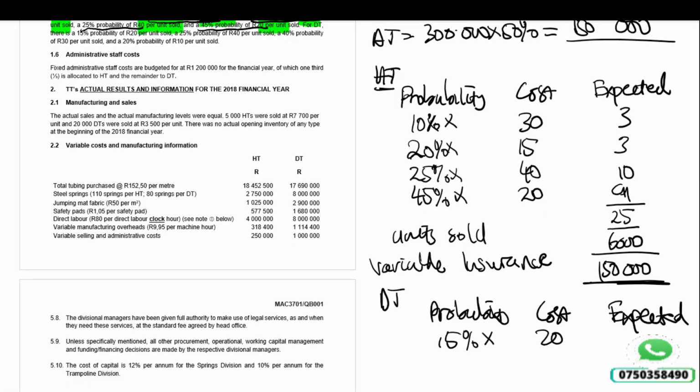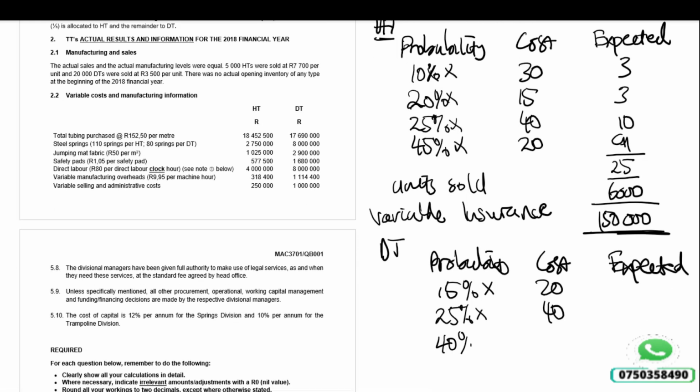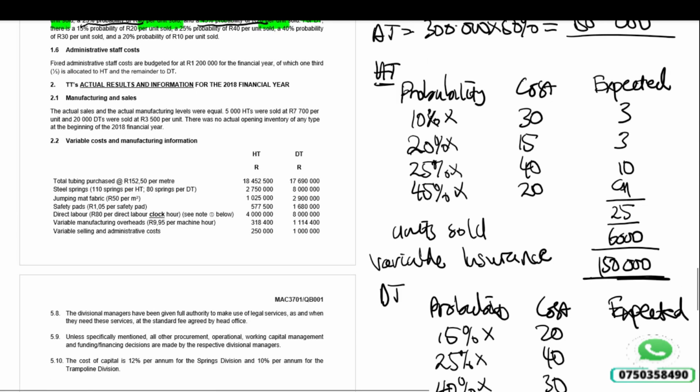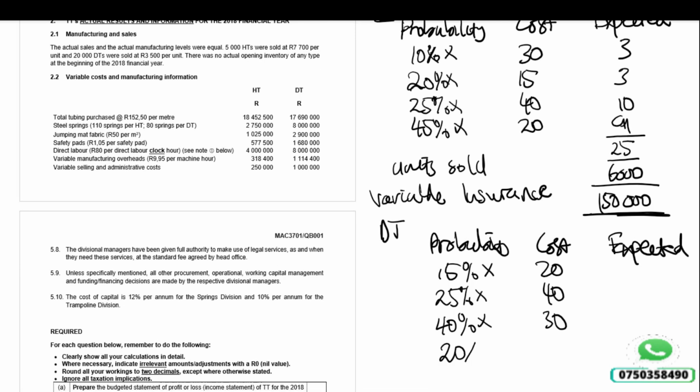Then they said here there is 25% that the cost is going to be 40 rand. Then they also say 40% probability that it is going to be 30 rand. Then the last one they said here, 20% probability that it is going to be 10 rand.